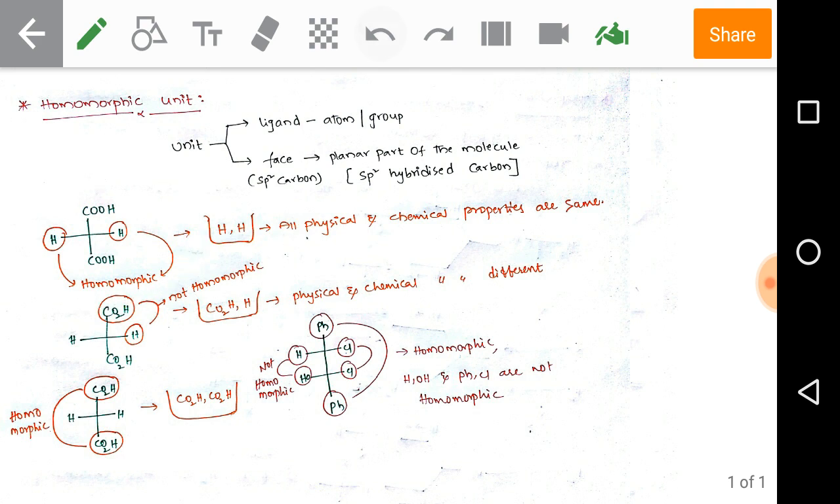Right. And if you observe the same molecule and consider a carboxylic acid group and a hydrogen, they are not homomorphic because the carboxylic acid group and hydrogen have different physical and chemical properties. And in the same molecule the two carboxylic acid groups are called homomorphic, because they have the same physical and chemical properties. Right? And how can you define a homomorphic unit from this?